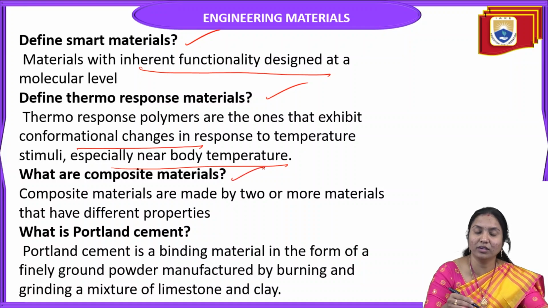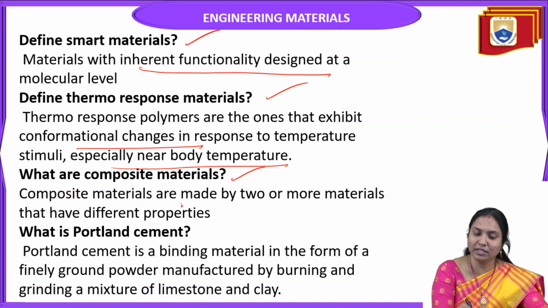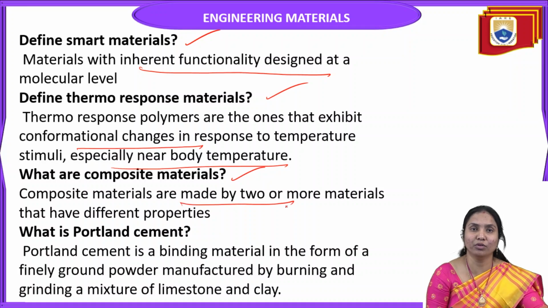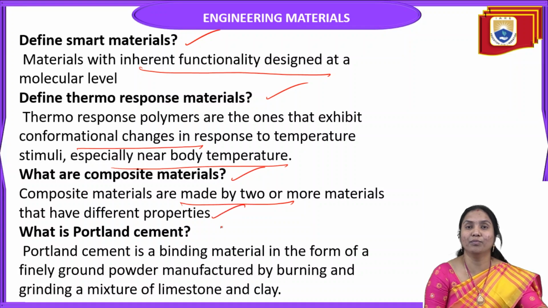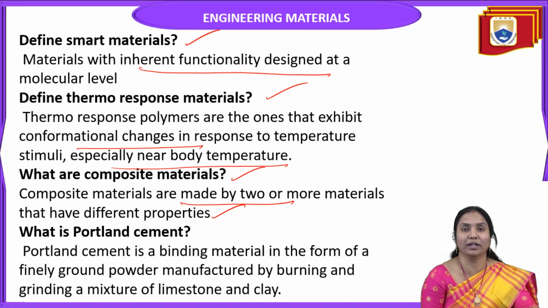And next, what are composite materials? Composite materials are made by two or more materials. These materials are made by two or more materials that have different properties, and are called composite materials. Composite means mixing of two or more materials that have different properties.